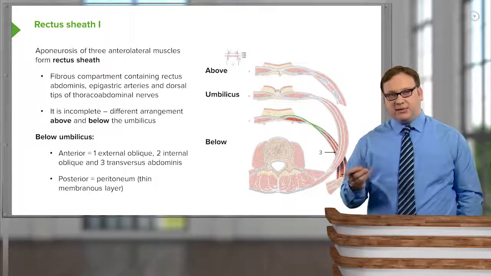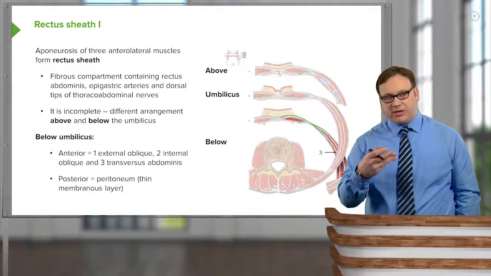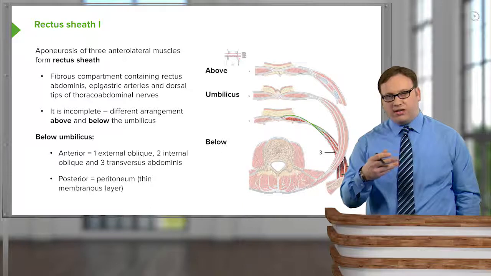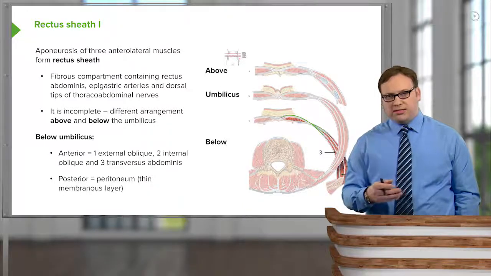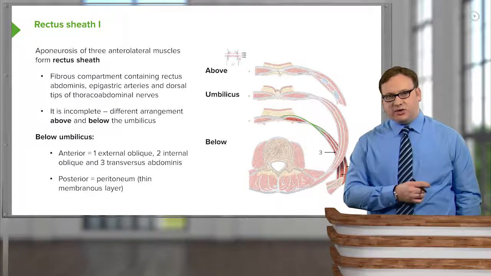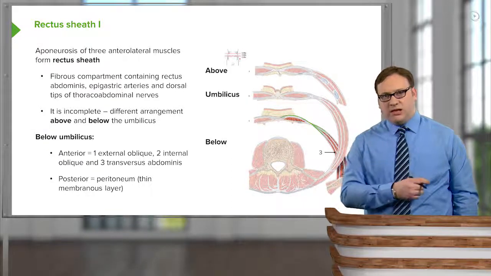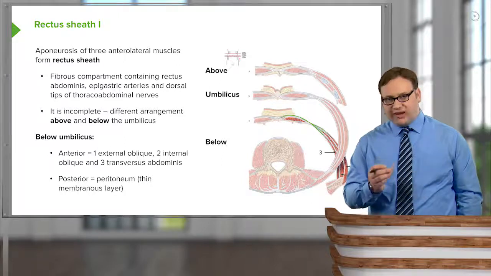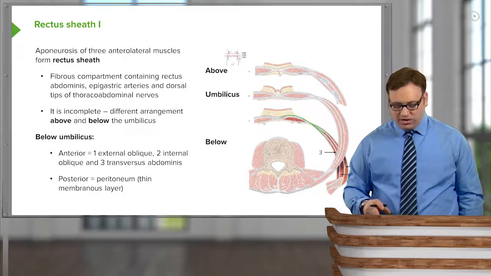Above it, internal oblique is divided. A lamina goes anterior and a lamina goes posterior. And below the umbilicus, all three aponeuroses pass anterior to rectus abdominis to then merge with the linea alba. So that's the rectus sheath. It's very, very important arrangement.